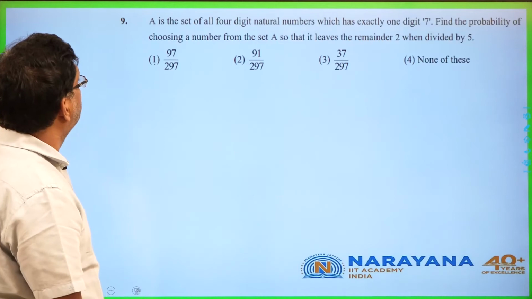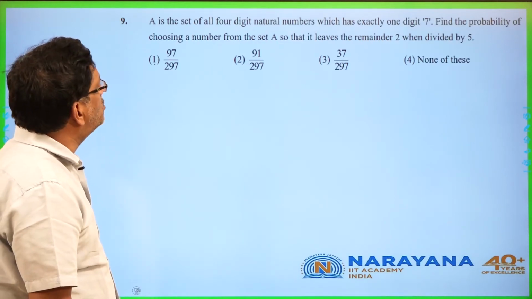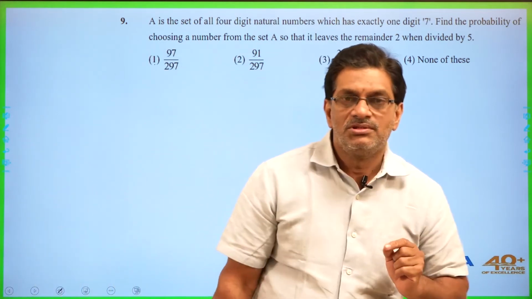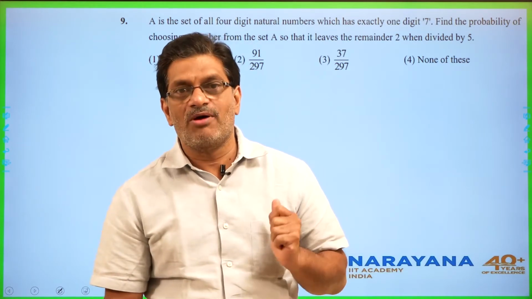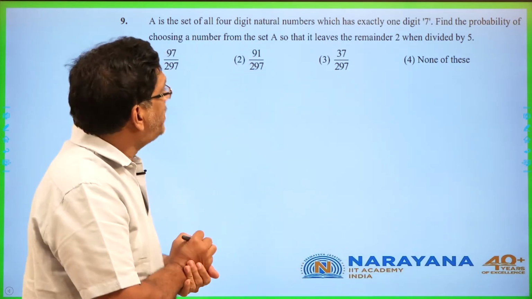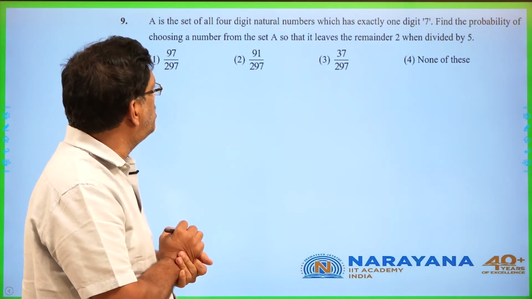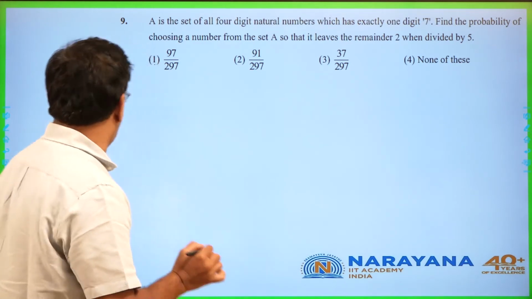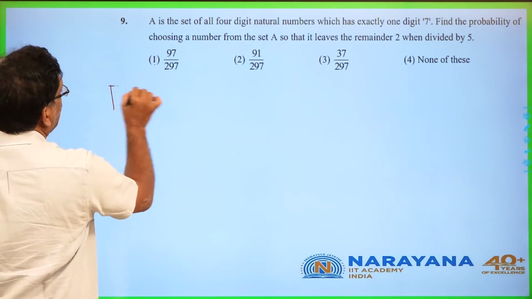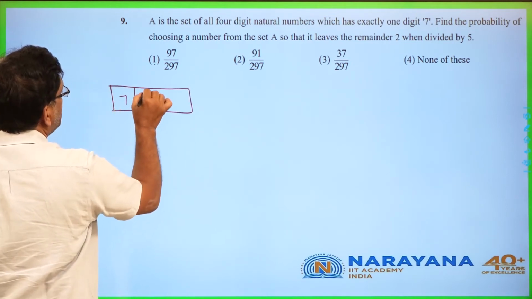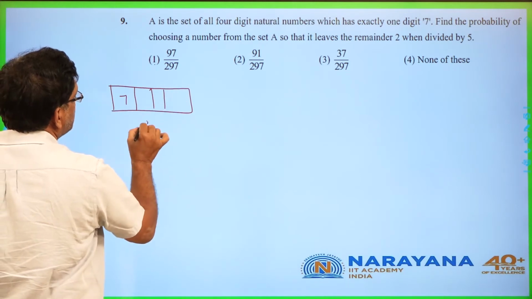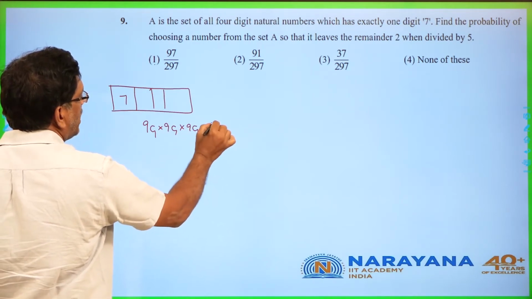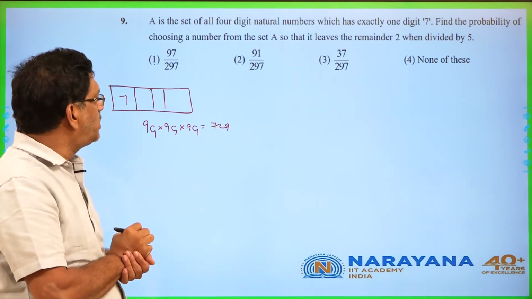Question number 9. A is a set of all 4-digit natural numbers which has exactly 1 digit 7. It's a good problem, a little bit typical from P and C. Find the probability of choosing a number from the set A. First of all, it should contain exactly one 7 only. Please observe. Suppose I keep 7 here. For the remaining 3 places, I can select 9C1, 9C1, 9C1. Total 729.